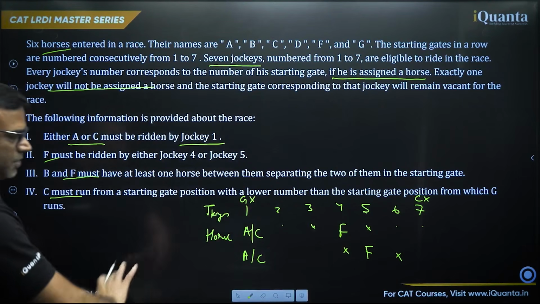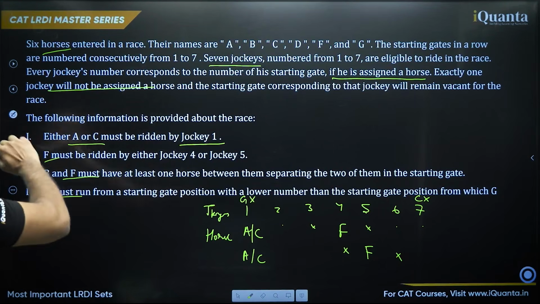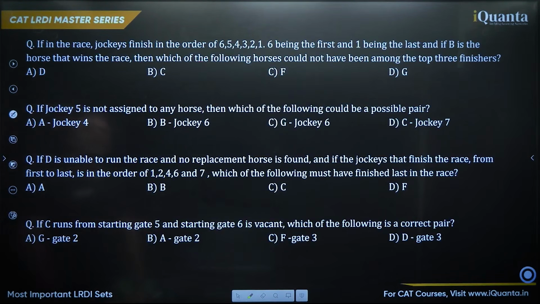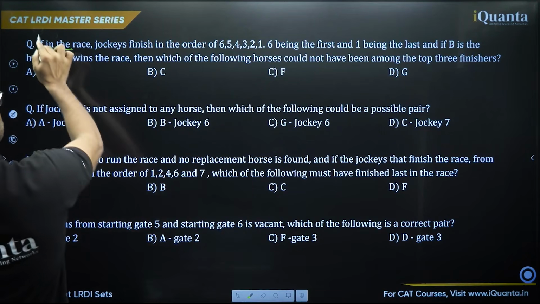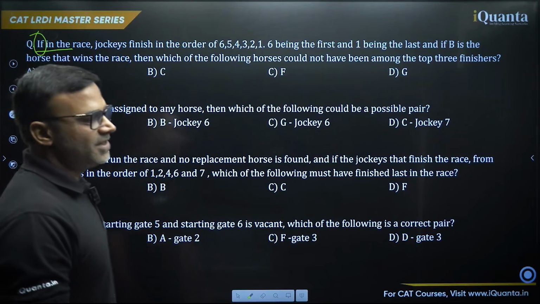But what you can see is that a lot of vague information is there, huge number of possibilities, no information about others at all. So let's take a look at the question. If in the race jockeys finish, okay, so extra information is given in each question with an if. Alright, so what does this mean?